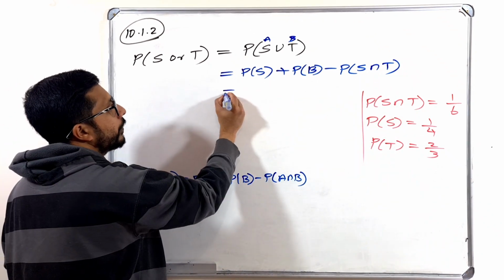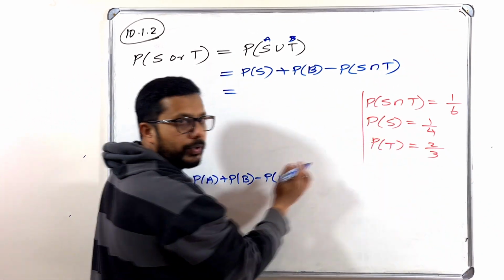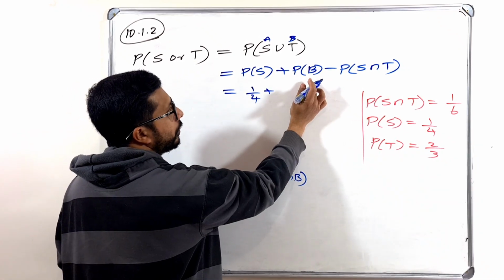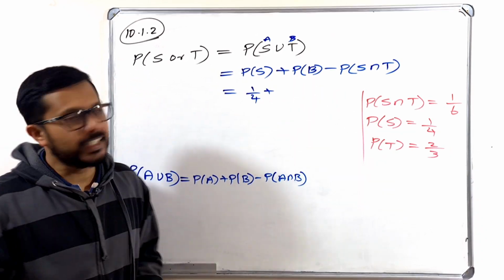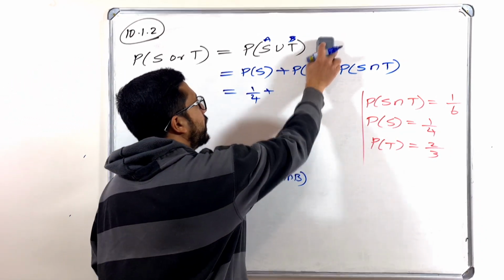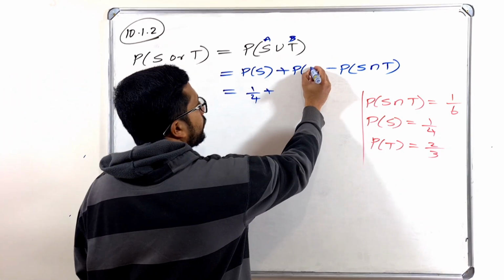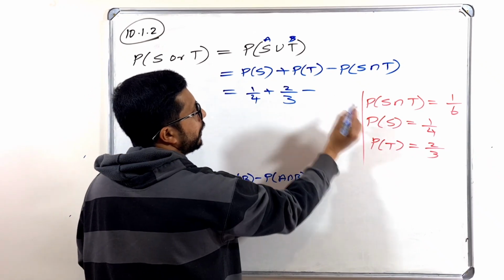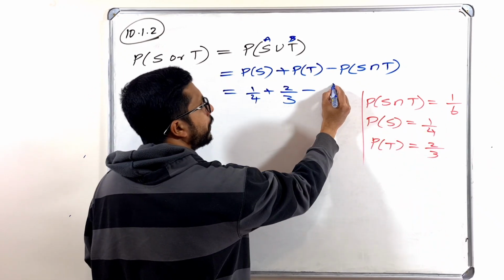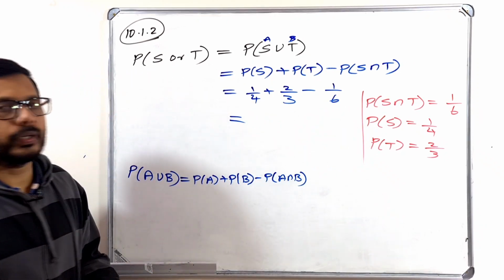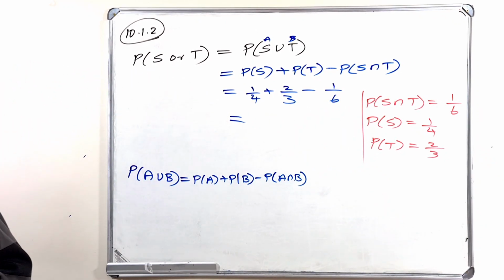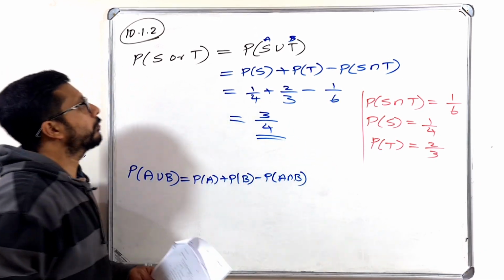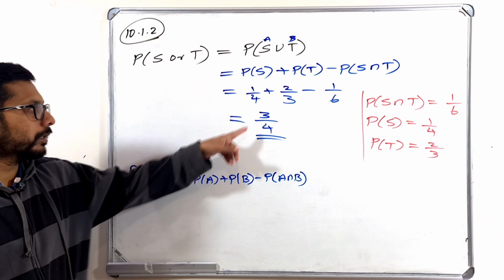So what is the probability of S? The probability of S is 1 over 4. So it is 1 over 4 plus the probability of T, I wrote B again, sorry, this one is T. So what is the probability of T? 2 over 3. 2 over 3 minus the probability of S intersection T, that is 1 over 6. So take your calculator and try to find the answer. In your calculator you will get 3 over 4. So the answer is 3 over 4. The probability of S or T is 3 over 4.